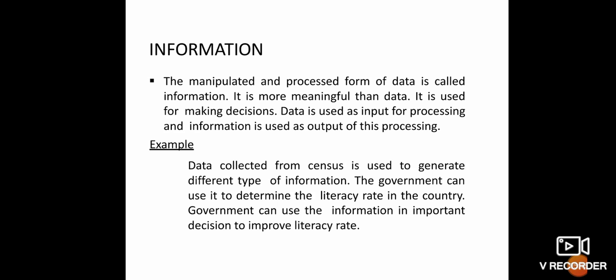For example, data are collected during the census. They go to every house and collect the data about the individuals who are present in a country, and the government can use it to determine the literacy rate of the country. It can be used as information that is important to take decisions in order to improve the literacy rate. For example, if they go to a place and check all the data in order to give jobs or whatever it could be, they use that particular data.